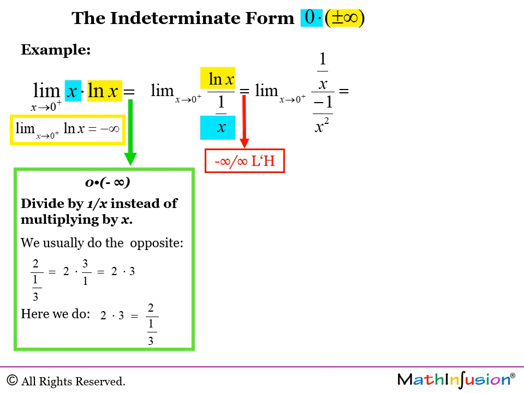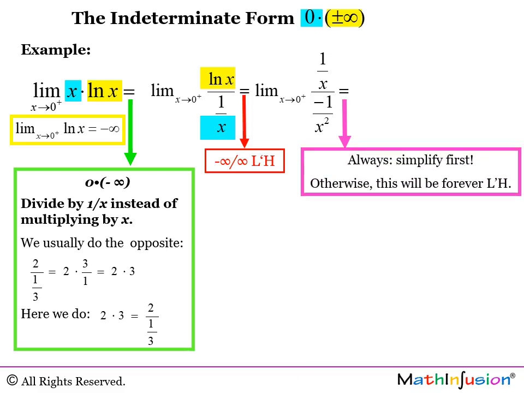The derivative of ln of x is 1 over x, and the derivative of 1 over x is negative 1 over x to the power of 2. I hope you recall this one. You're allowed to use L'Hopital here, but you really don't want to, because first you want to simplify. If you still want to use L'Hopital, this is going to be like the example that I showed you before. It's going to be forever L'Hopital.